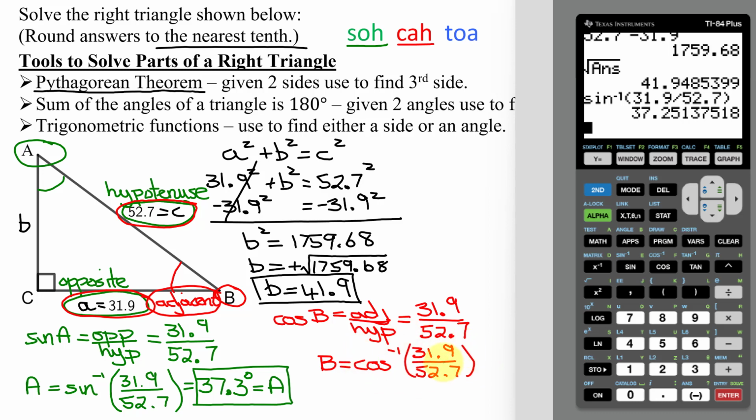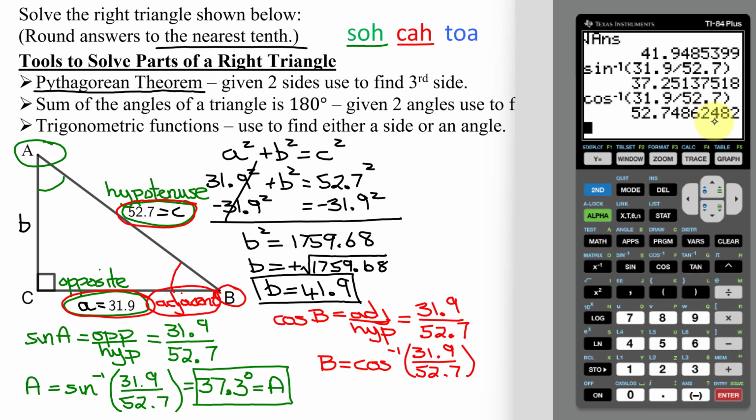So putting this in the calculator, inverse cosine is above the cosine key, so hit second cosine of 31.9 divided by 52.7, close parentheses, hit enter. Here's my answer, round to the nearest tenth, that's the 7 position. 4 will not round it up, so my answer is angle B is 52.7 degrees.